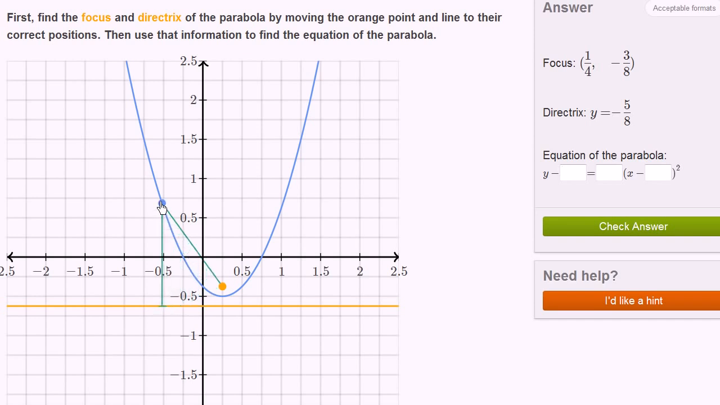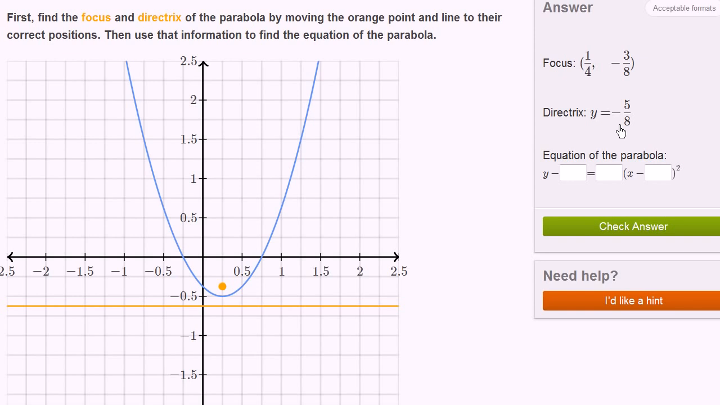Notice, now my parabola, these green lines show the distance to the focus and the distance to the directrix. And notice that they are always the same. So it looks like I got the right focus and the right directrix now. And the focus is 1/4 comma negative 3/8, and the directrix is y equals negative 5/8.